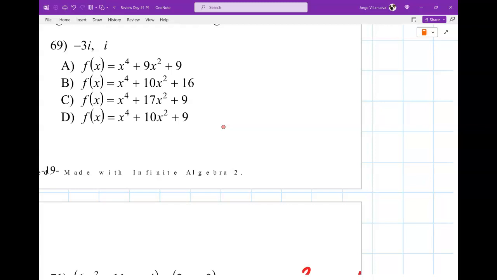So if I have a function and if I were to solve for it, my answers would be negative 3i and i. And unfortunately, this is a little deceiving because since these are imaginary numbers, they always come in pairs, right? So negative 3i also has a positive 3i. And the positive i will also have a negative i. So that means I actually have 4 answers, which makes sense because notice how all the answers have x to the 4th as their highest degree.